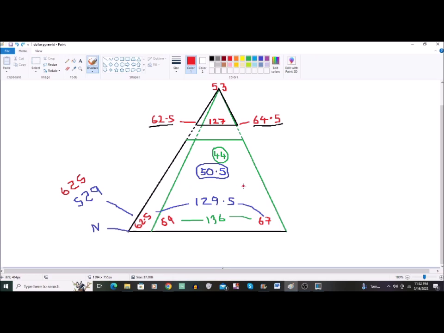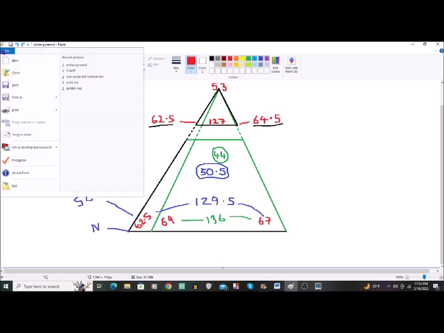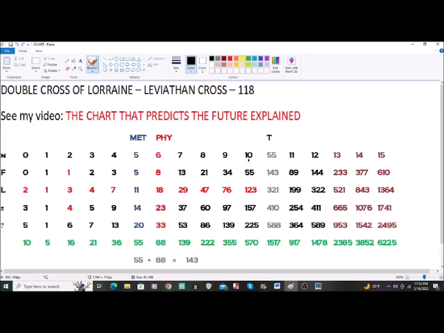I don't really want to do too much more for this, but I'm going to show you one more thing. It's pretty interesting because I want to show you some of these numbers in the chart of Lorraine. For new people that don't know what that thing is, we'll just go straight to it and we'll see some of those numbers.